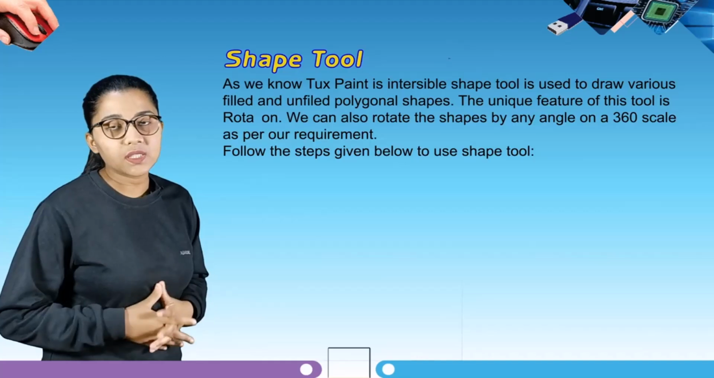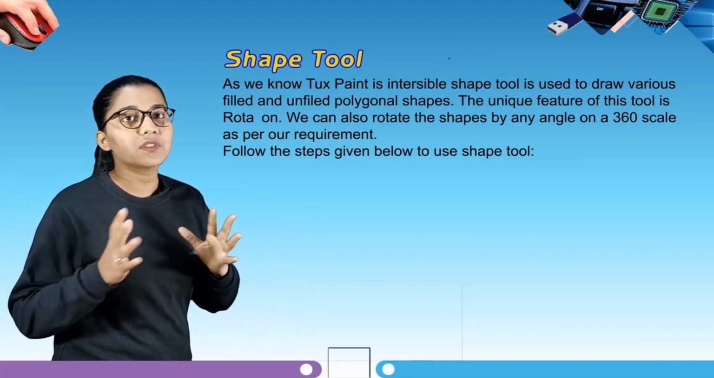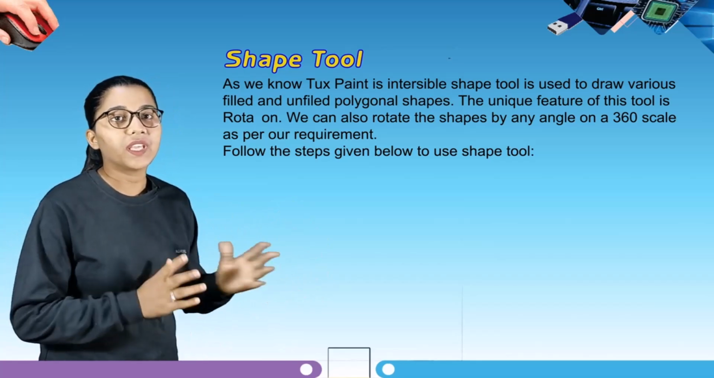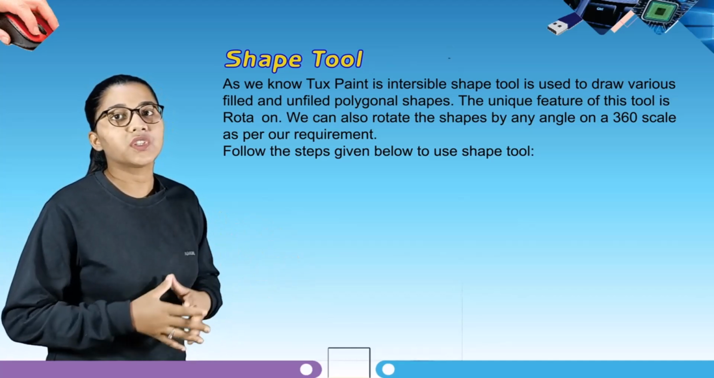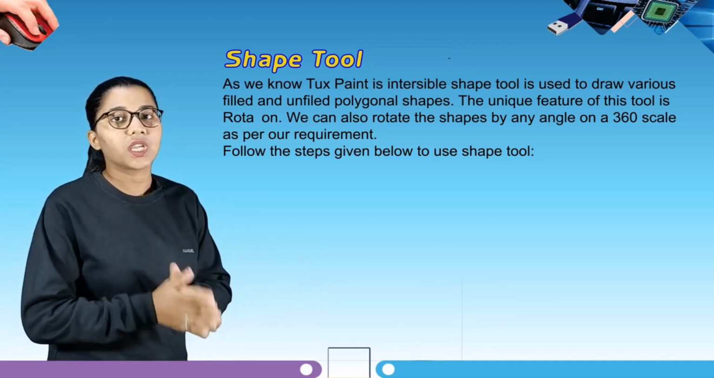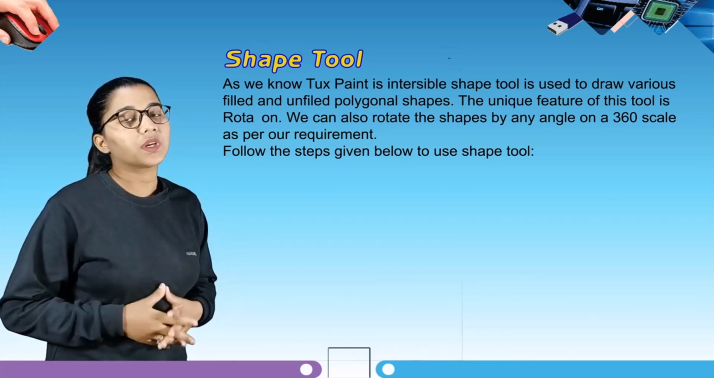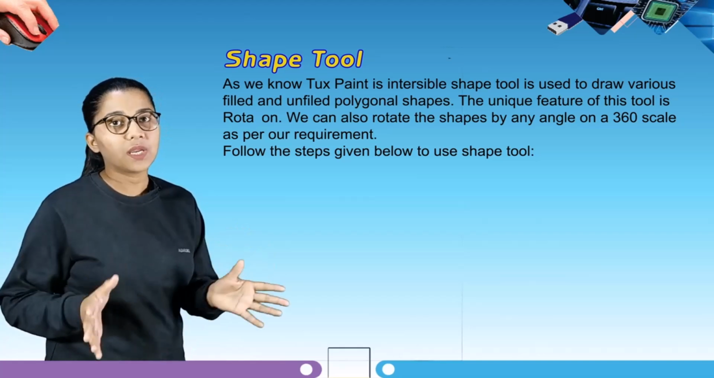As we know, Tux Paint is interchangeable. Shape tool is used to draw various filled and unfilled polygonal shapes. The unique feature of this tool is rotation. We can also rotate the shape by any angle on a 360 scale as per our requirement. Follow the steps given below to use shape tool.